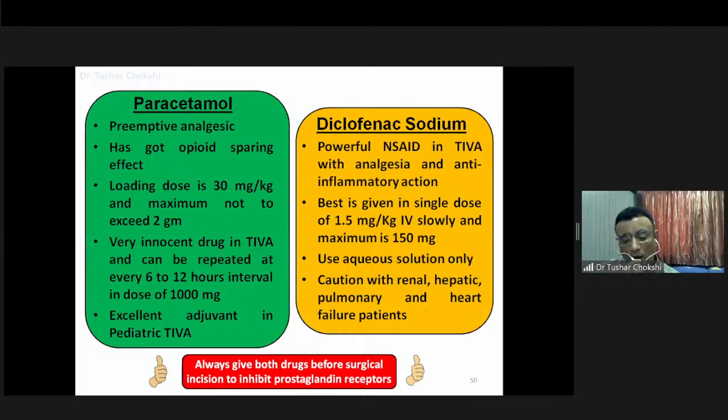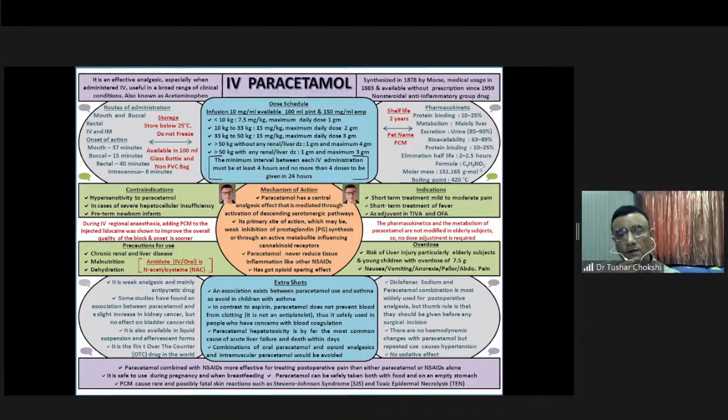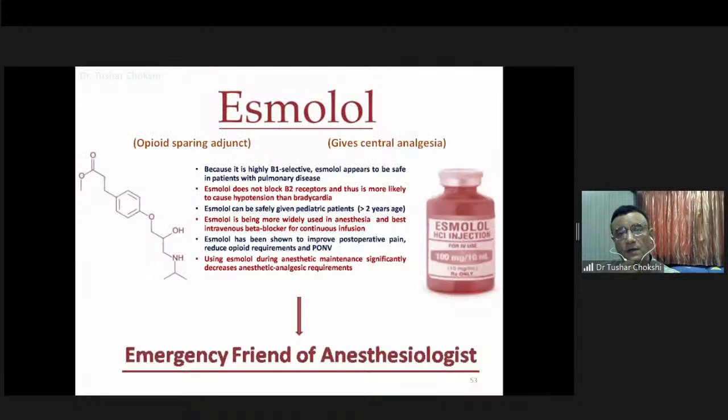The thumb rule is that if you are using these two drugs in your TIVA practice, always give them before the surgical incision to inhibit the prostaglandin receptors. Once the surgeon has made the incision, if you give paracetamol or diclofenac sodium at the end or in the middle of the surgery, the effect is only 50%. So my request is whenever you are using these two agents, always give them before the surgical incision. This is the paracetamol infographic. This is the diclofenac sodium infographic.